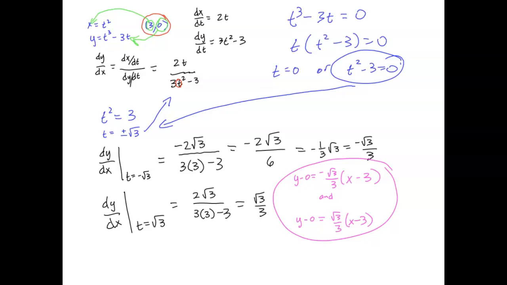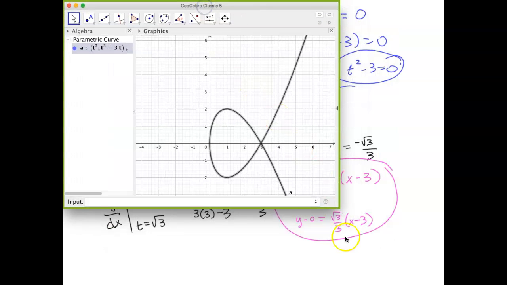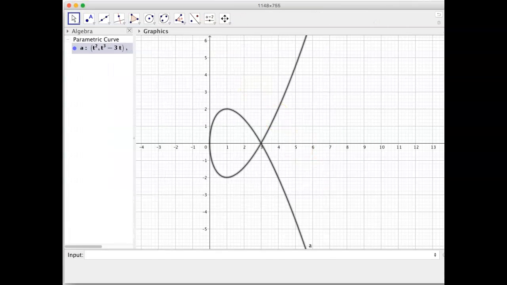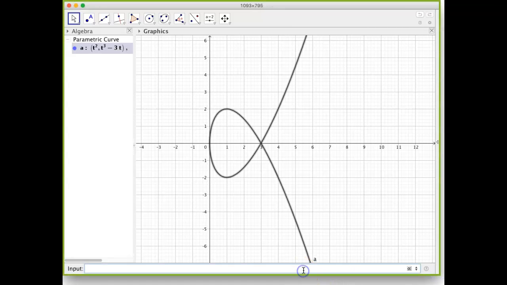So let's just verify that. I'm just going to show you in GeoGebra here. This is our curve. It's just a little loop. And so the point we were talking about is actually the point where that loop crosses itself, which is 3, 0, right there. And so one of them was y minus 0, so just y equals negative square root 3 over 3 x minus 3.